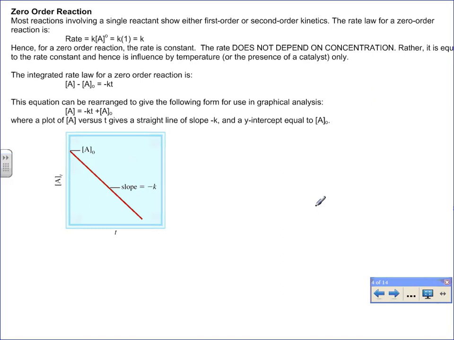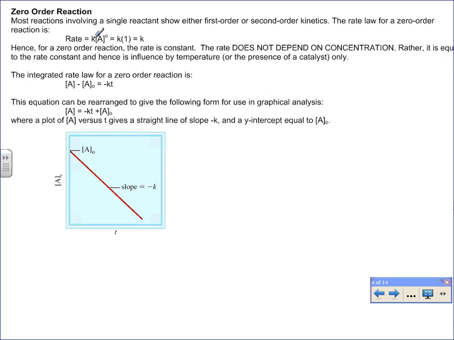Now we don't need to really do much with a zero order reaction, but we can discuss it. So with the zero order reaction, we know that the rate has nothing to do with the concentration of A. Okay, so it's raised to the 0. So the rate is simply equal to K.